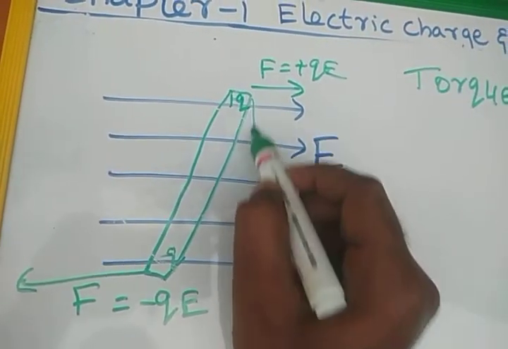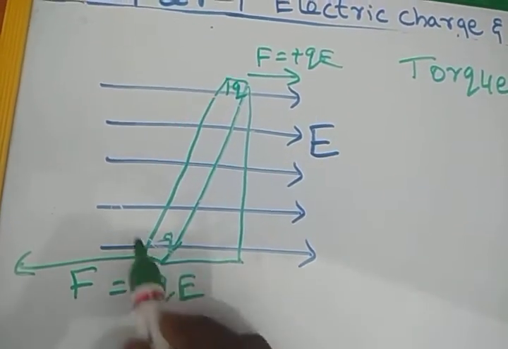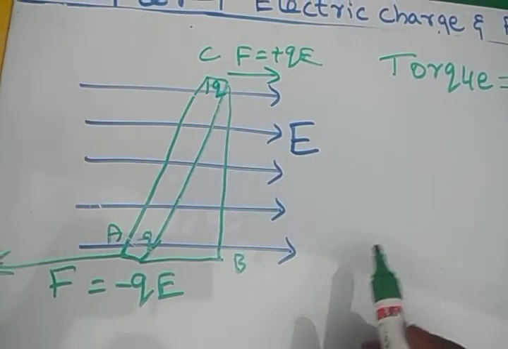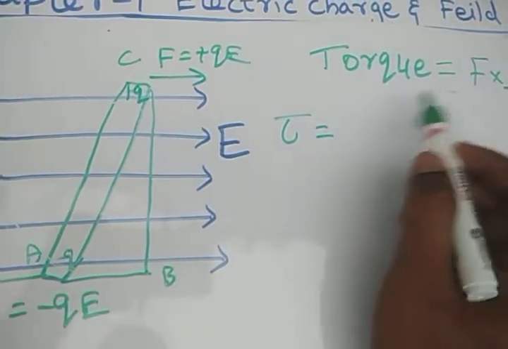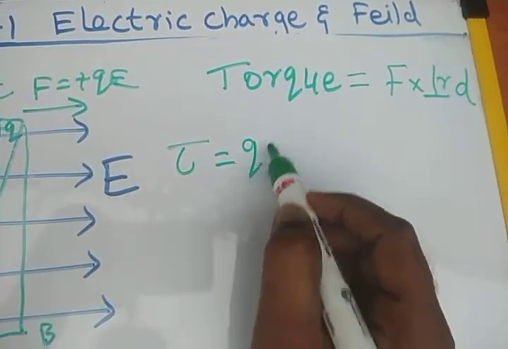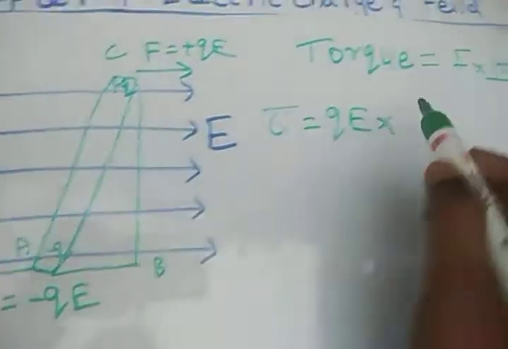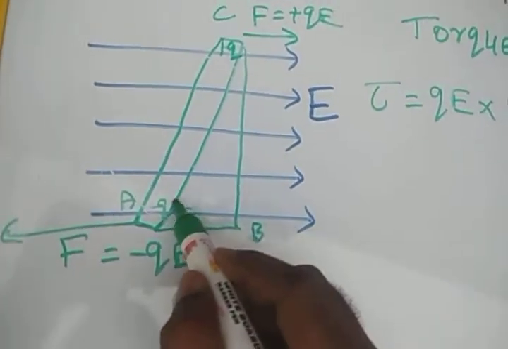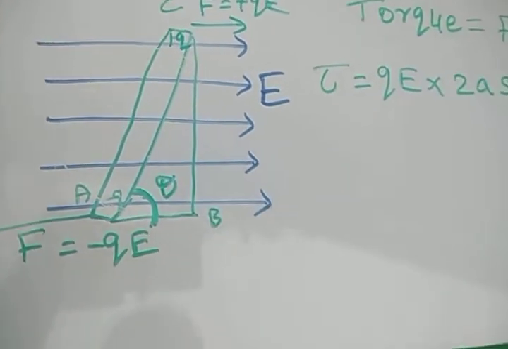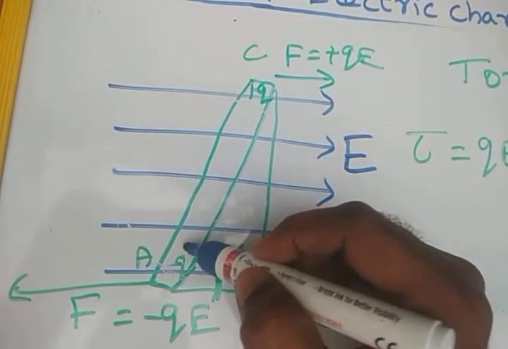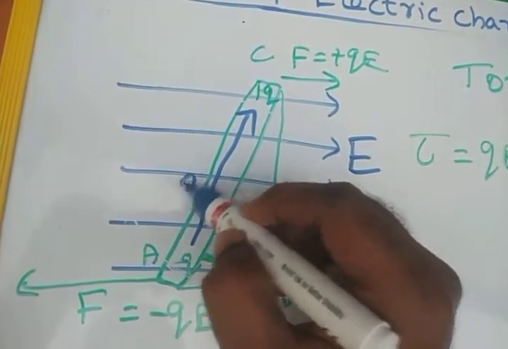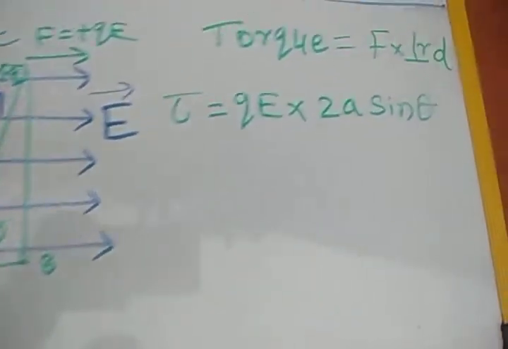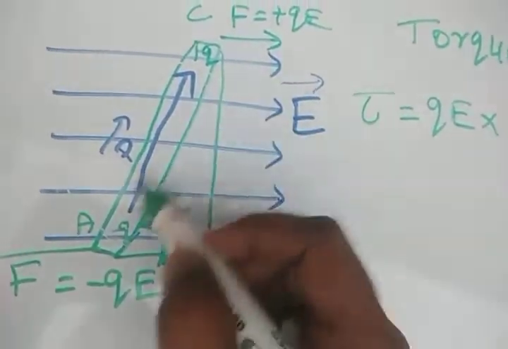This is the perpendicular distance. If you take this point as A, this point as B, and this point as C, then BC is the perpendicular distance. So the torque tau is equal to force F, which is QE, into the perpendicular distance, which is 2A sin theta. This theta is the angle, not of the electric dipole, but between the electric dipole moment, which points from negative to positive, and the external electric field. So the angle between the dipole moment and the external electric field is theta.